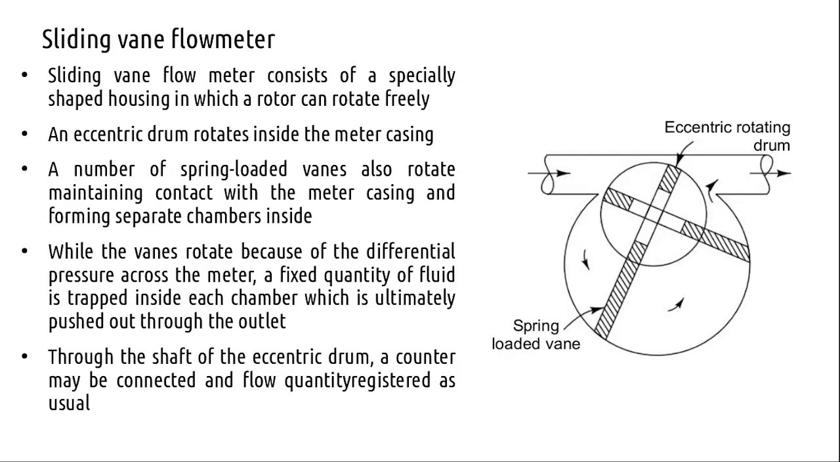Then another type of flow meter is the sliding vane type of flow meter. It is a bit more tricky to visualize, so I'll just say what it is. Say you have a drum which is rotating, and this is your fluid flow. This drum is going to rotate based on this when the fluid flows in.